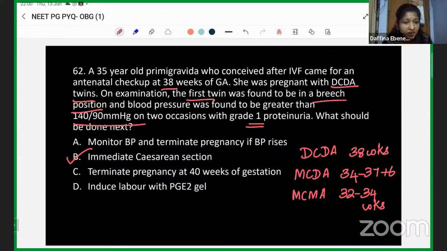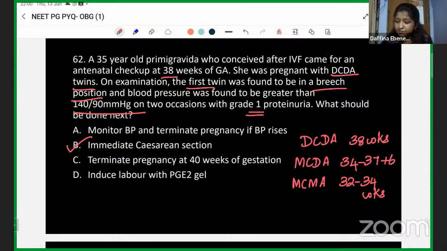But in this case, she's already reached 38 weeks. Okay, the timing of delivery is already reached and she's DCDA twins. 38 weeks is the ideal time of delivery. Only thing is the mode of delivery. Mode of delivery, if the leading twin is non-cephalic, it has to be cesarean section.